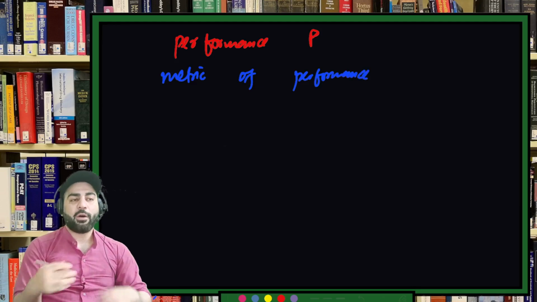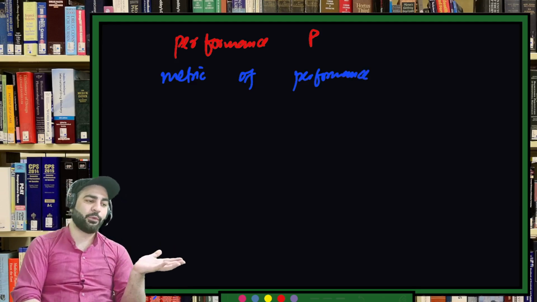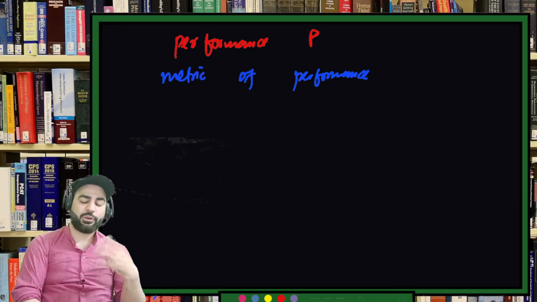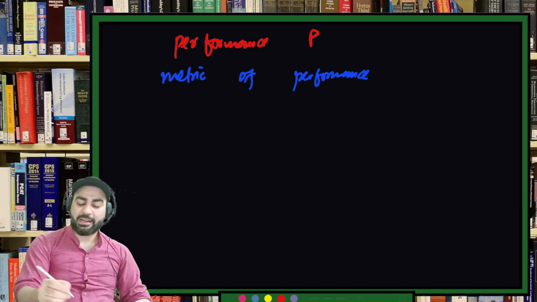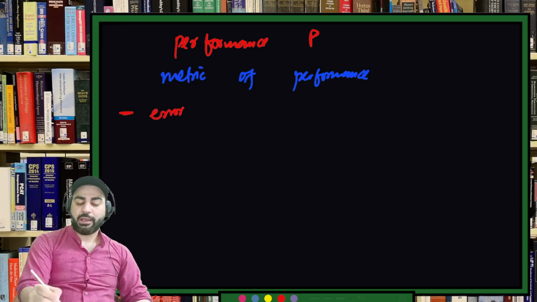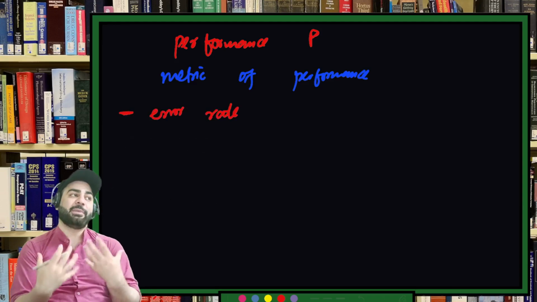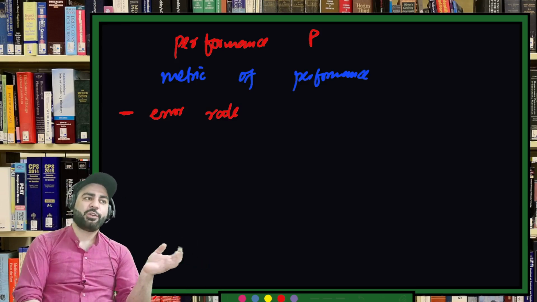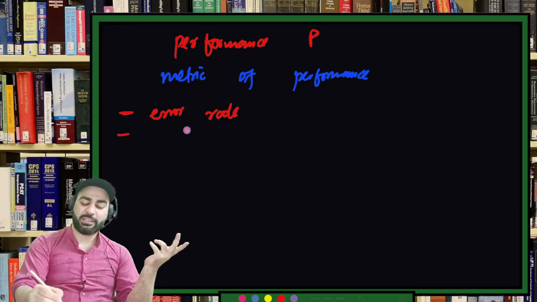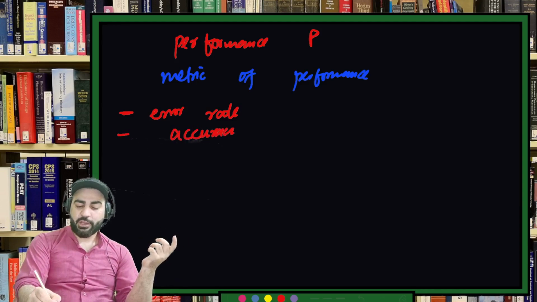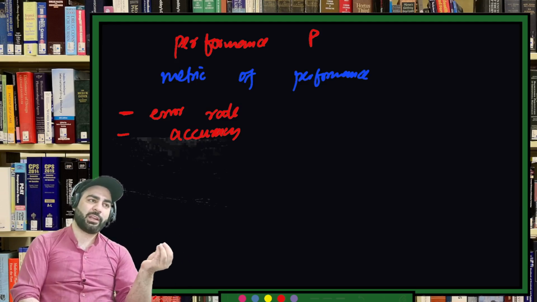By that I mean how good is it performing? Is it performing poorly? Is it performing well? One simple metric can be error rate. How many errors is it making? Let's suppose you are in the classification task, you are saying how many errors it is making. From the error we get what's called accuracy. How accurate is the model?